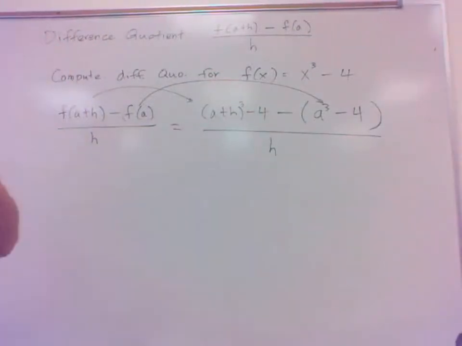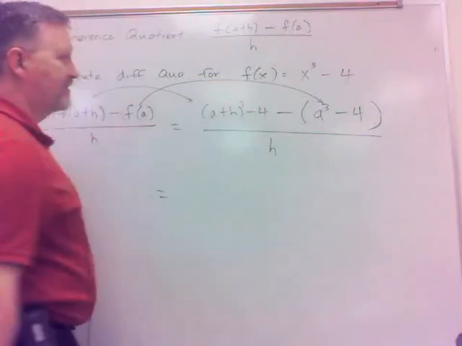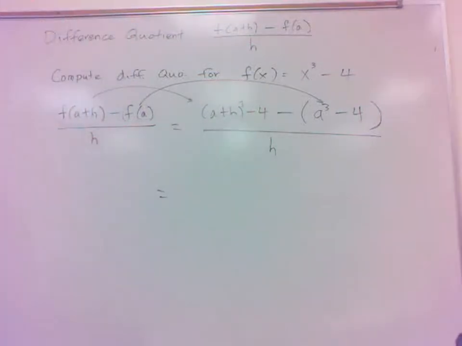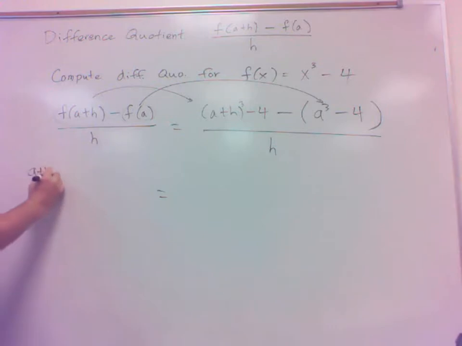All right, now I guess there are different ways you could do this, but here's one way. Usually when we have a binomial squared or binomial cubed, we're going to want to cube that out. There are different ways we could do this one, but let's just cube that one out. a plus h cubed just means a plus h three times.